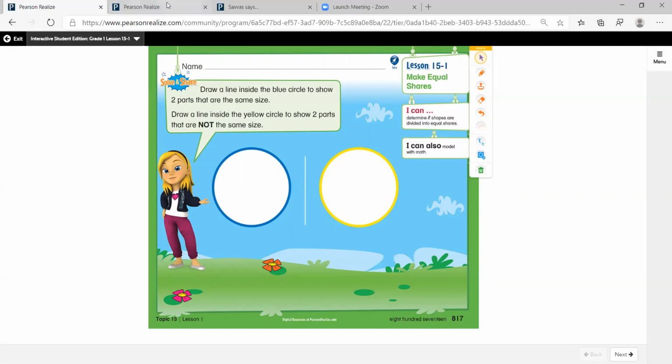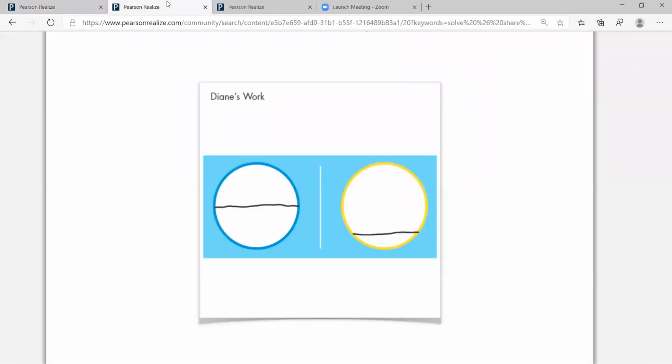Let's take a look at an example. Diane drew a line going straight across the middle of her blue circle. She has split the circle into two pieces of equal size. The top half circle is the same size as her bottom half circle. She has two equal pieces.